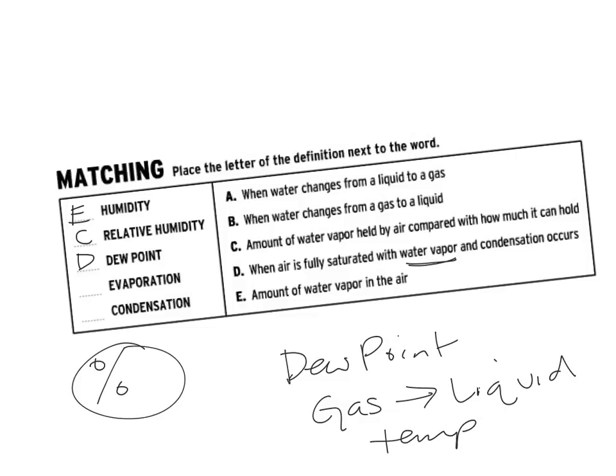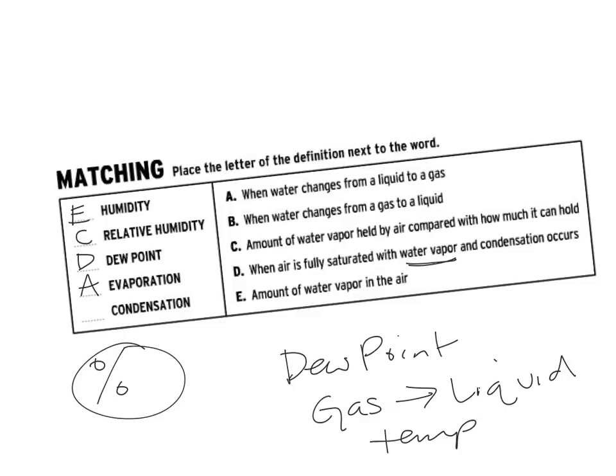Evaporation, we know this simply as when water changes from a liquid to a gas. So think of having a pot of water on the stove if you're going to make some noodles or something, and you see that steam rising above it. That is an example of evaporation. That liquid is turning into water vapor, or the gas that's floating all around us. So that makes evaporation A.